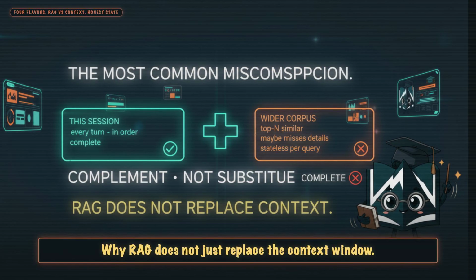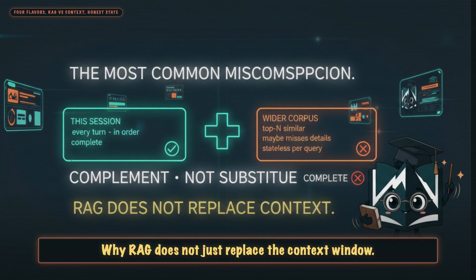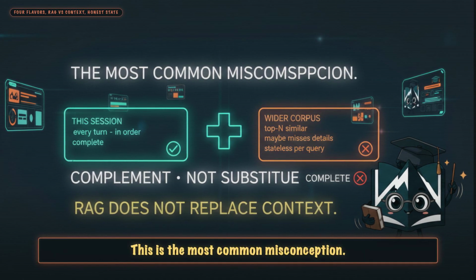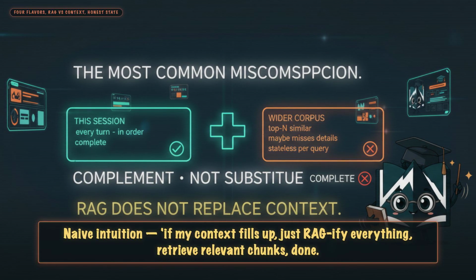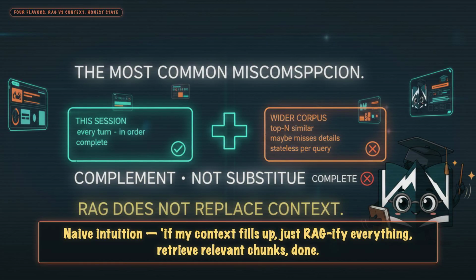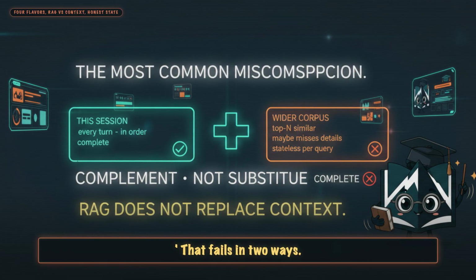Beat 2. Why RAG does not just replace the context window. This is the most common misconception. Naive intuition: if my context fills up, just ragify everything, retrieve relevant chunks. Done. That fails in two ways.